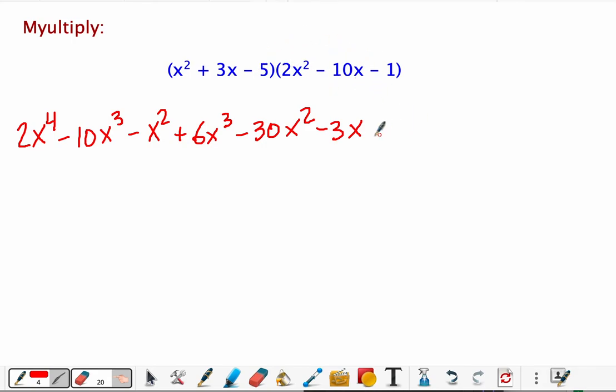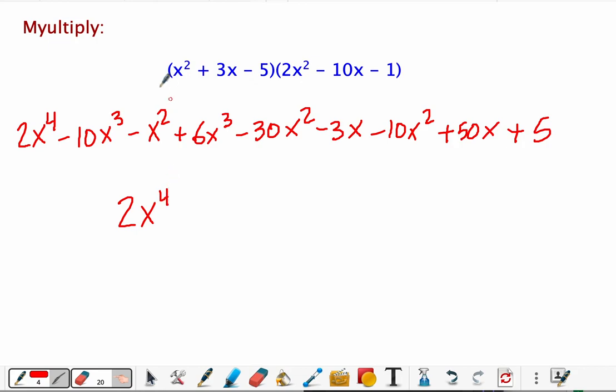Negative 5 times 2x squared is minus 10x squared. Negative 5 times negative 10x is plus 50x. Negative 5 times negative 1 is plus 5. Now we have all these pieces. If we had them initially in standard form, it'll be pretty simple to simplify here.